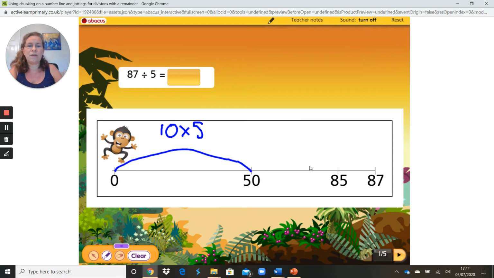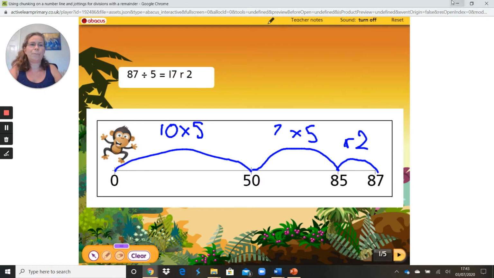Okay, well, let's work out the next step. The next step is from 50 to 85. That's a step of 35. How many 5s are in 35? 7 times 5 is 35. And finally, how many left? With a remainder of 2. So that's 10, 17, remainder 2. Let's check and see if we're right. We are. 17, remainder 2.